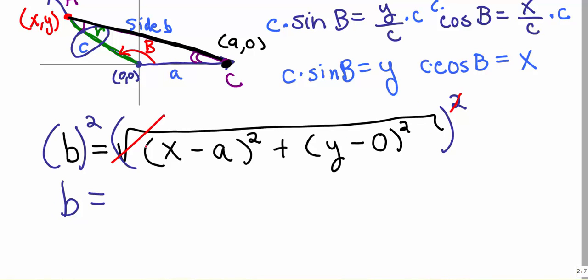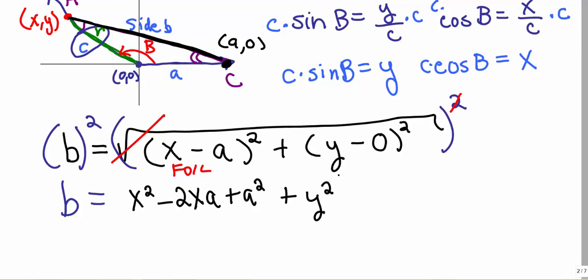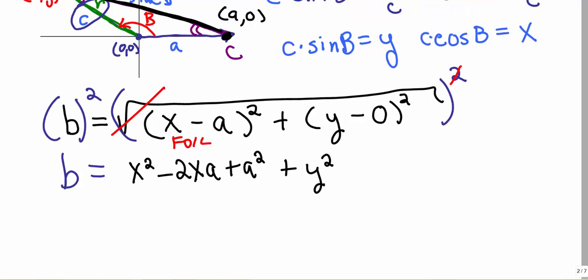Now I'm going to take what's underneath the square root, and I'm going to FOIL. This is x minus a times x minus a. And when I take that binomial and I square it or multiply it by itself, I get x squared minus 2xa plus a squared. And we're going to simplify this one as well, but y minus 0 is y, and then this just gives us y squared. So it's getting a little bit simpler. And the only thing I need is a b squared here since I squared both sides.